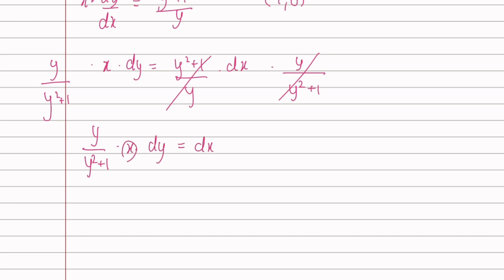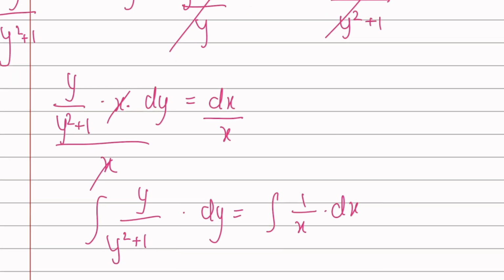Notice that the x is very out of place here, so I'm going to be dividing by x on either side. Cancel, cancel. I get y over y squared plus 1 with respect to y being equal to 1 over x dx. I can integrate either side just fine. I know here I can use the division rule, so I multiply by 2 up and down, and I get 1/2 ln of y squared plus 1, which equals ln of x plus c.